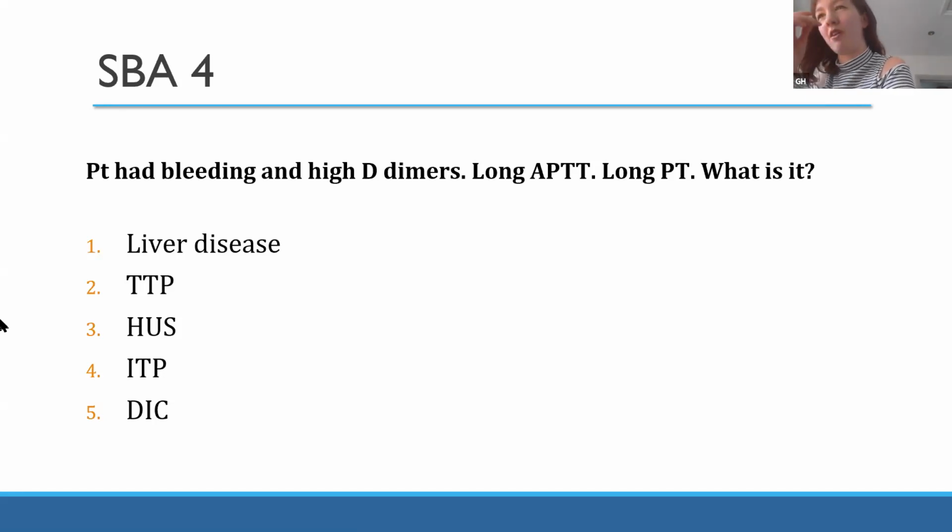When I was clinical, what I was always asked by the doctors is just to make sure that I'm very happy with the difference between DIC and TTP, which I can go into again in more detail later. And let me have a look.